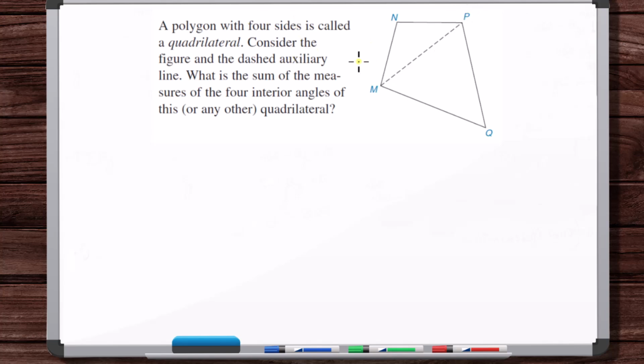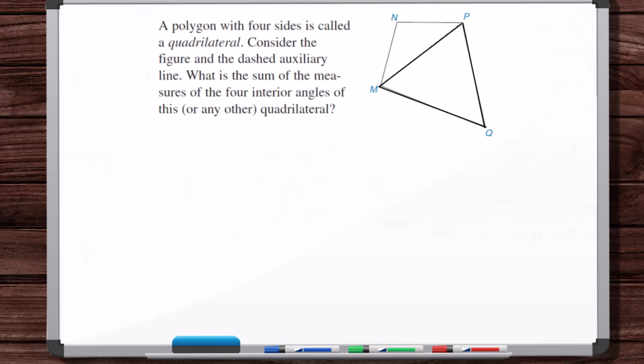All right, but so we've got this quadrilateral. It's got 4 sides. Now, what is the sum of the measures of the 4 interior angles of this or any other quadrilateral? So what is this angle plus this angle plus this angle plus this angle? That's what they're asking. So, okay. Let's think about this. Well, we've got these 2 triangles here. This triangle, okay, and then this triangle.